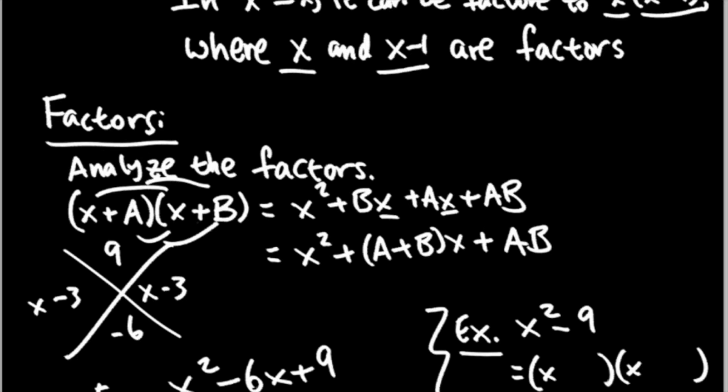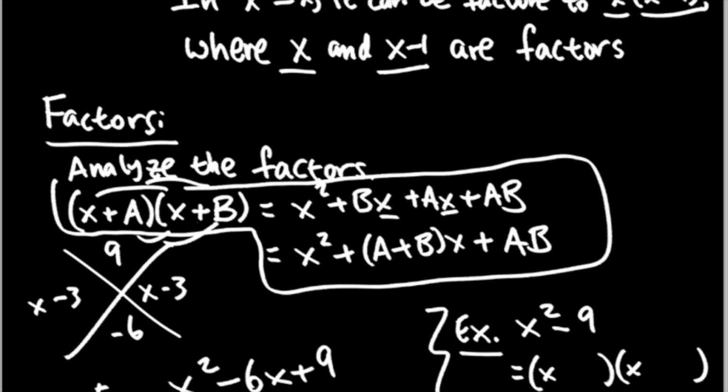Well, if we look at this little framework here, we see that the factored form of this thing is simply x plus something times x plus something else. And what are those somethings? They are whatever multiplies to get the last thing, and whatever adds to get the coefficient of the x term. And that's it. So let's apply that to factor this.